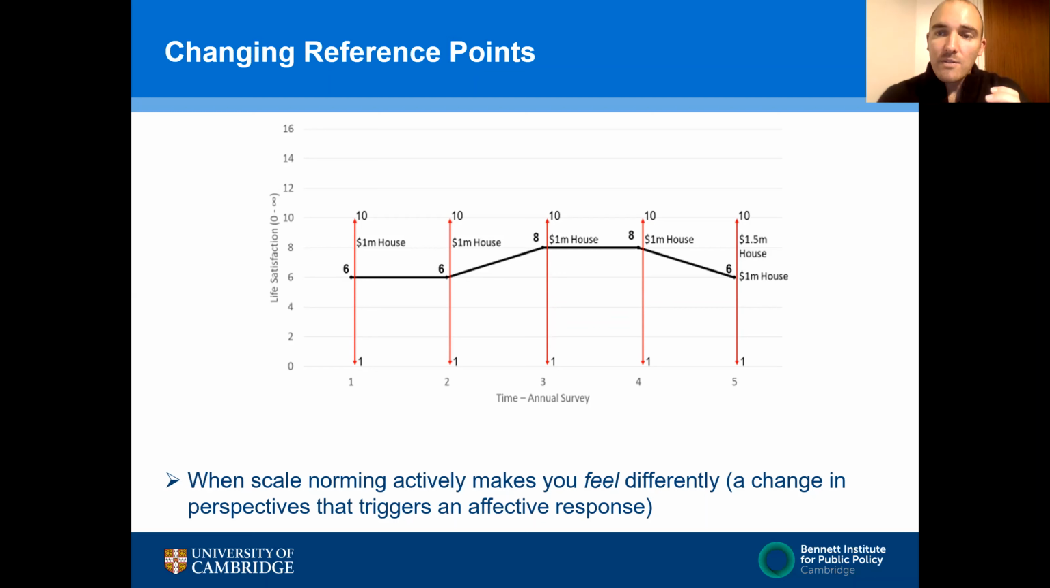Now, you can have simultaneously situations where people are adapting to things, scale norming without that scale norming having an effect on their feelings, and a situation where they are scale norming and it's having an effect on their feelings. So reference point shifts are a whole separate class of cognitive phenomena. And it'd be very hard to tease these three things apart.